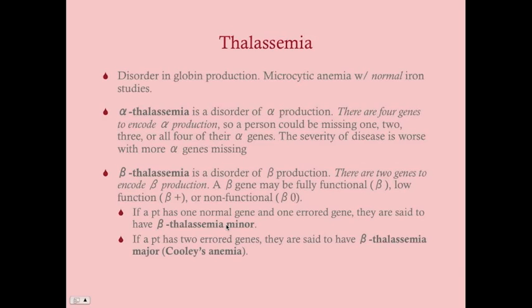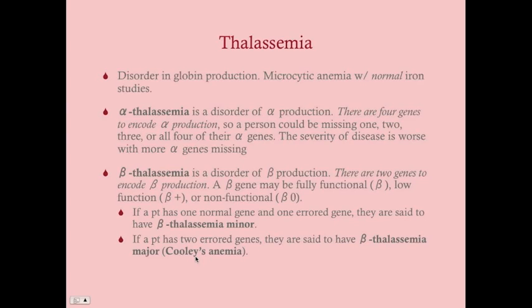Now, if the patient has 2 error genes, whether it's 2 beta positives, 2 beta zeros, or a beta positive and beta 0, then they're said to have beta thalassemia major, also known as Cooley's anemia. And this is a more significant condition because they don't have any genes that encode a normal level of beta production.